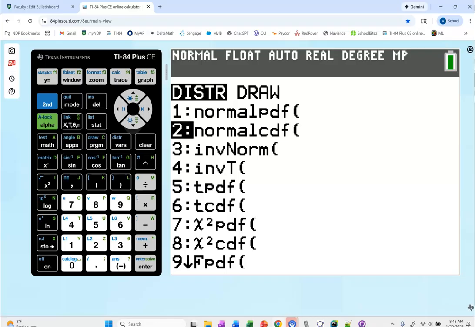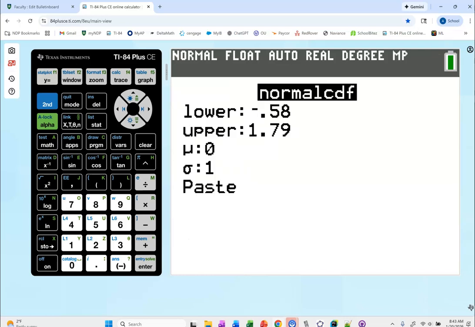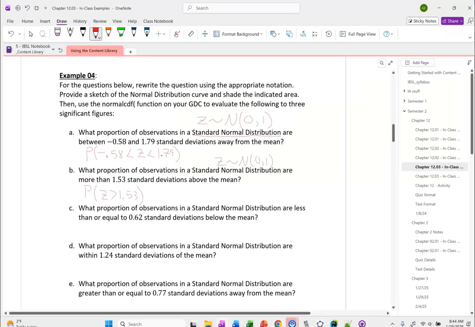CDF because I'm using an inequality. Okay. The lower on that inequality should be... Okay, well, let's think about it this way.